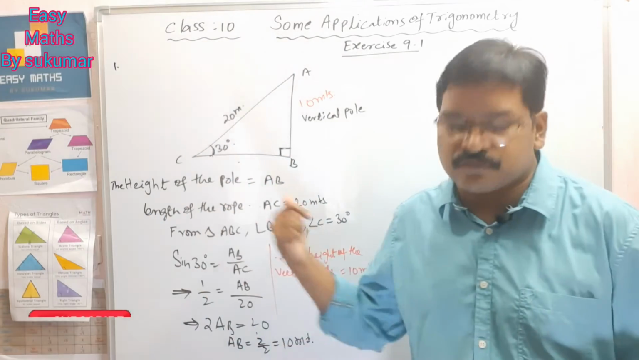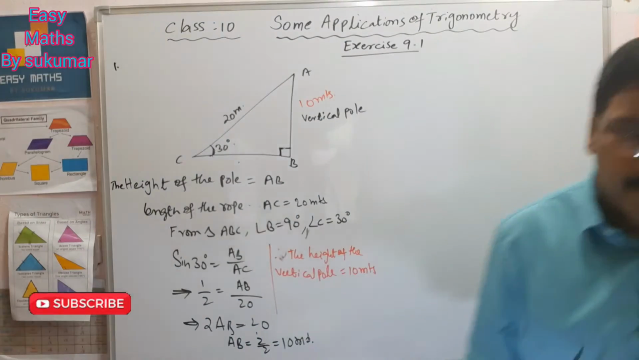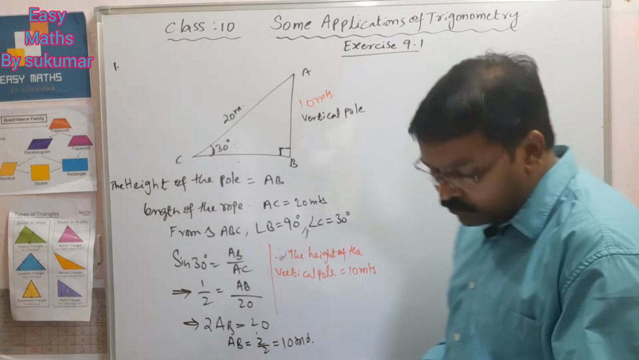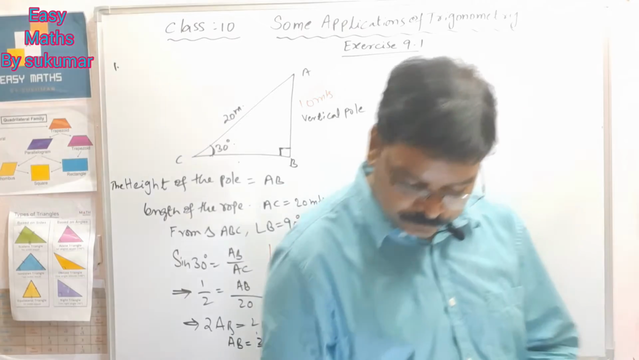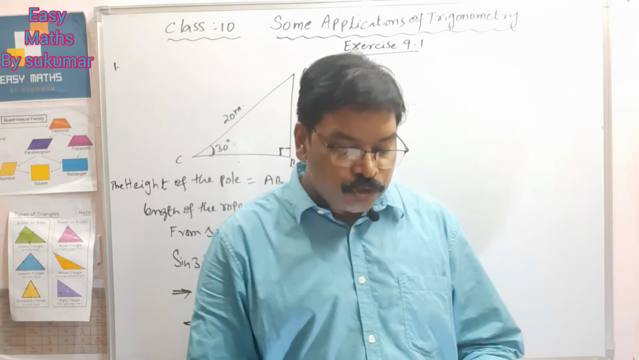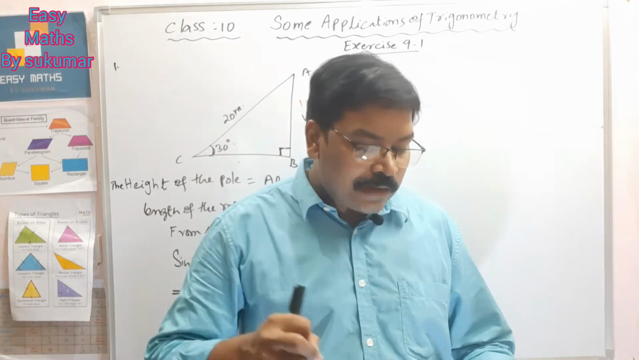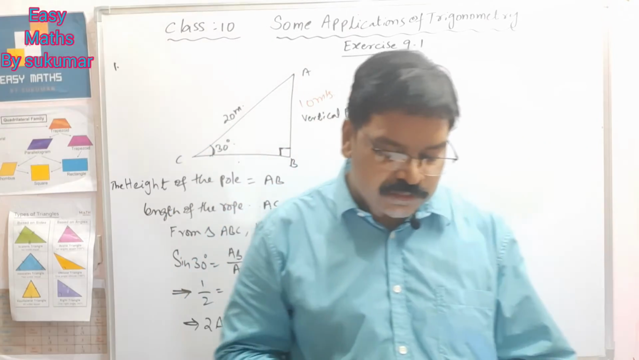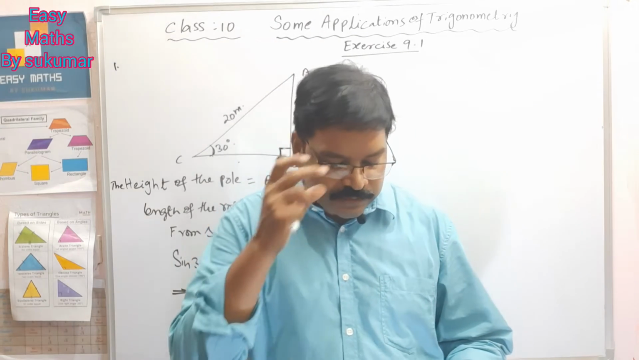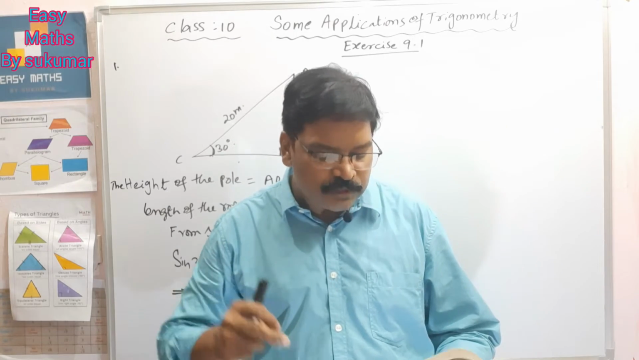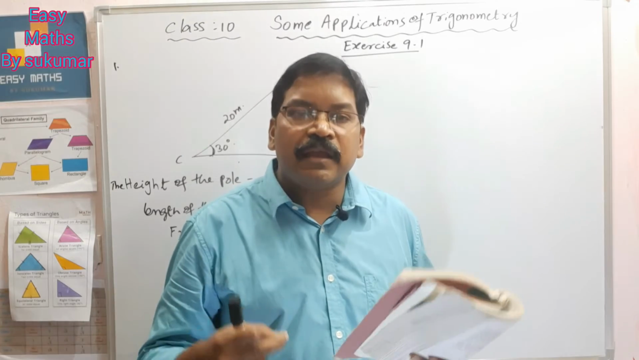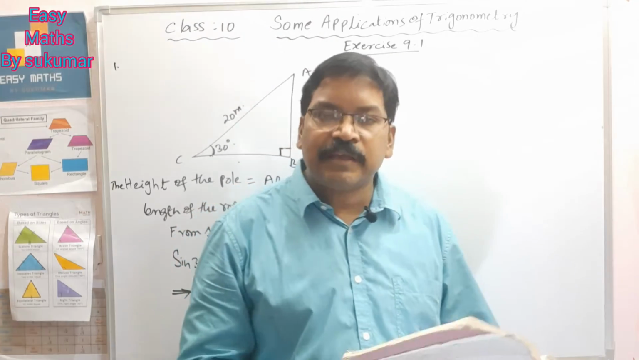I hope you understand this question. Now coming to the second question, let me read. A tree breaks due to storm, and the broken part bends so that the top of the tree touches the ground, making an angle 30 degrees with it. The distance between the foot of the tree to the point where the top touches the ground is 8 meters. Find the height of the tree.